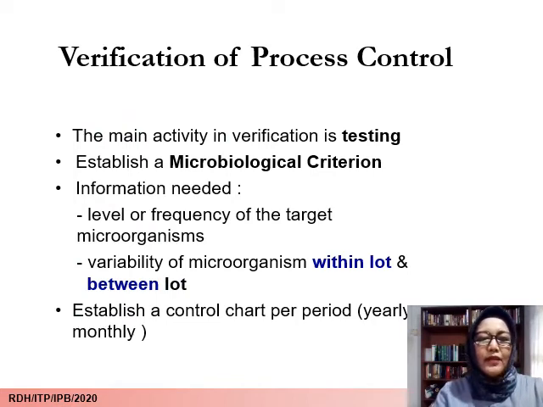So how do we know that the validated process actually delivers or achieves the objective? This activity is called verification, and the main activity during verification is testing. Usually, we establish a microbiological criterion to describe what objective we would like to achieve for the process. To do that, we need some information, for example, the level or frequency of the target microorganisms, variability of microorganisms within lot and between lot. And we establish a control chart per period, for example, yearly or 6 monthly, etc.